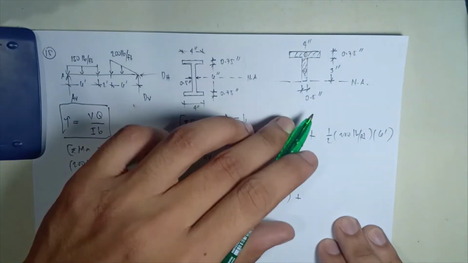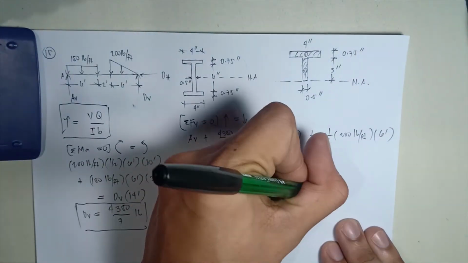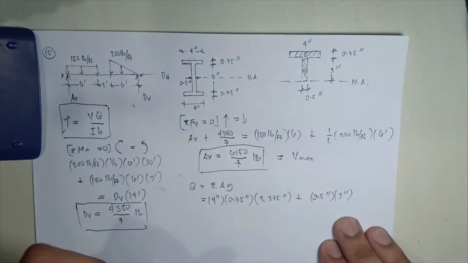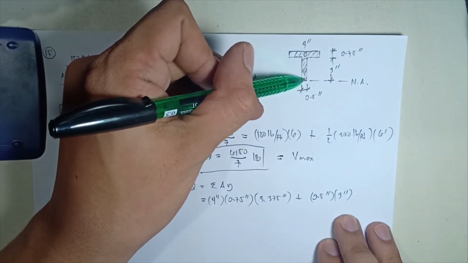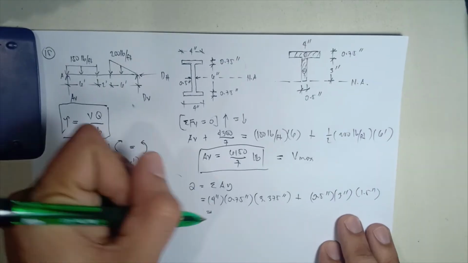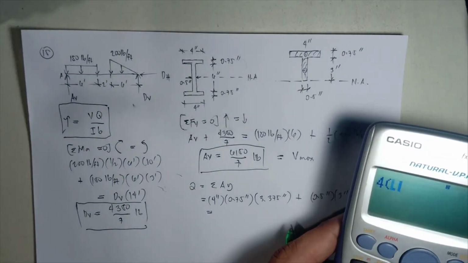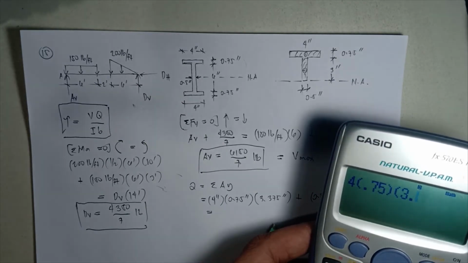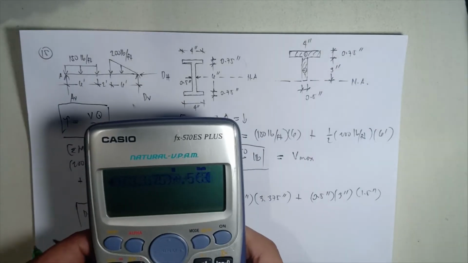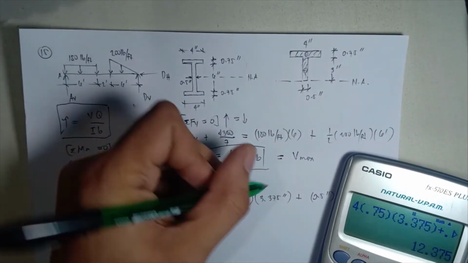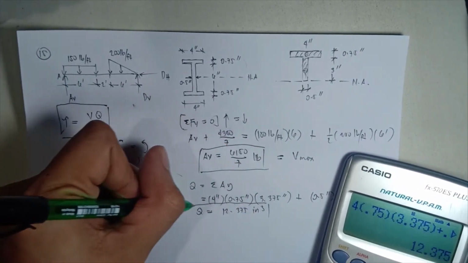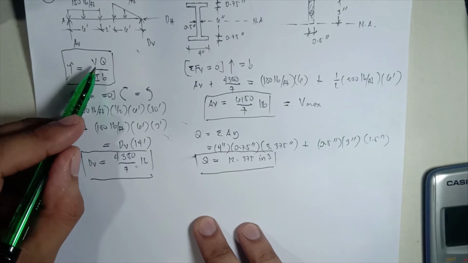So, yung area niya is 0.5 inch by 3 inches times yung moment arm niya is the centroid of this area to the neutral axis is equivalent to 1.5. So, yung Q natin now is 4 times 0.75 times 3.375 plus 0.5 times 3 times 1.5. So, 12.375 cubic inch. Ito na yung value ng Q. So, meron na tayong value ng Vmax and value ng Q.